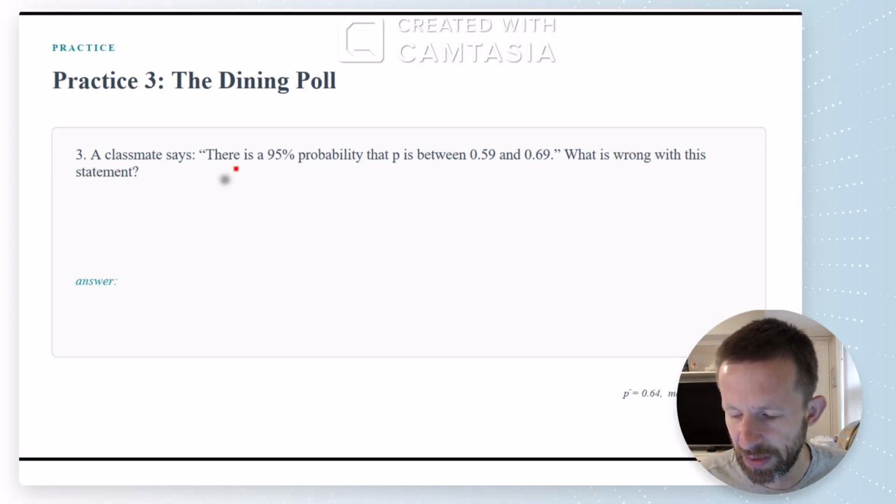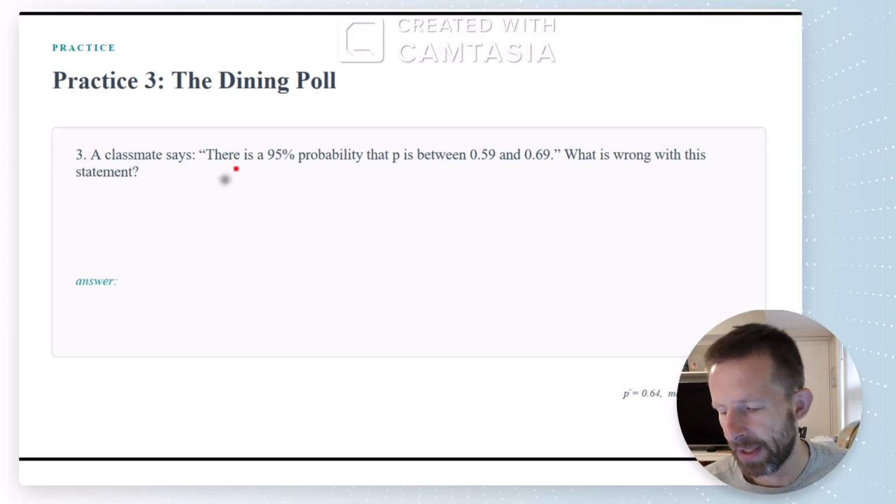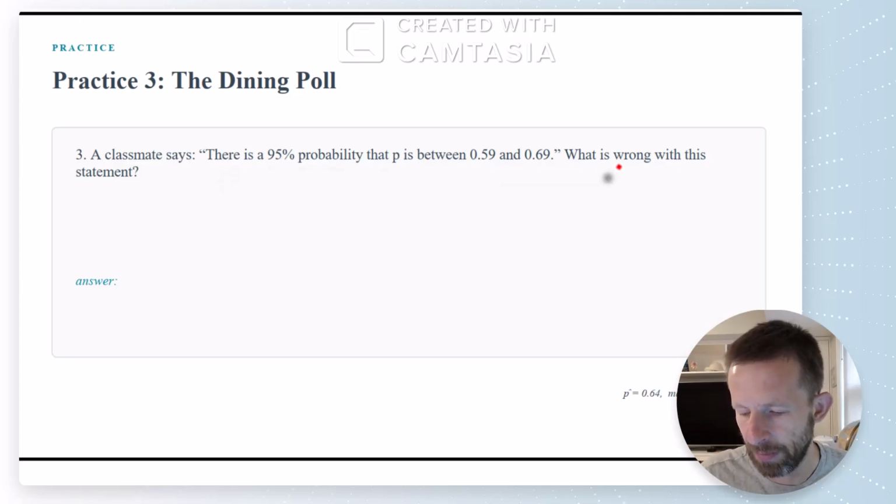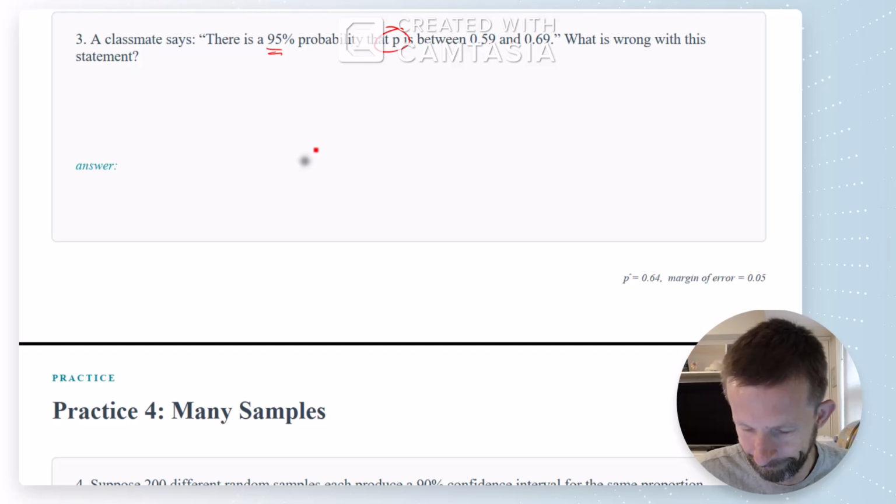A classmate says there's a 95% probability that P is between 0.59 and 0.69. What's wrong with the statement? So P is fixed, so there's not really a probability of where it's at. It's 100% where it's at.